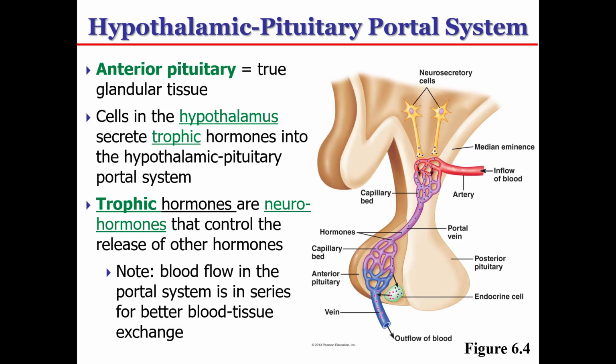Now, if we switch to the anterior portion of the pituitary gland, this is true glandular tissue. Notice that there are no neural axons extending down into this portion of the gland. All you see is capillary blood flow. So the cells in the hypothalamus secrete trophic hormones that communicate with the anterior portion of the pituitary. Trophic hormones, by definition, are hormones that regulate the release of other hormones. So they usually form this domino effect or cascading effect where chemical communication will stimulate other hormones.